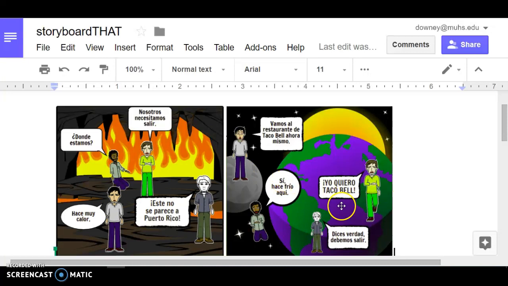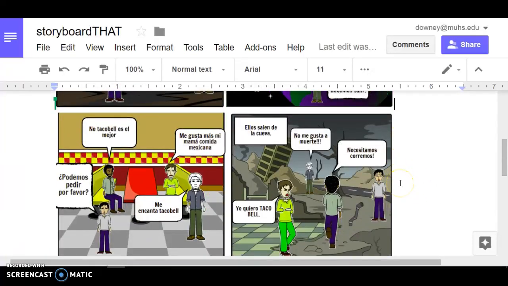And then it's kind of another little inside joke about the Taco Bell, but they've always got one character who wants Taco Bell. And then in the final 2 panels, we've got them in what seems to be a Taco Bell, and then in this apocalyptic universe. They used the Spanish, they used the language, they had fun with it, they enjoyed doing the project. That's a win on all sides as far as I'm concerned.